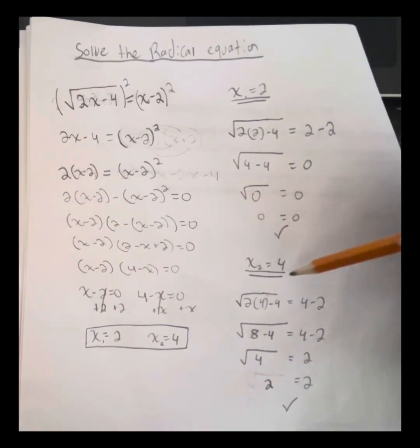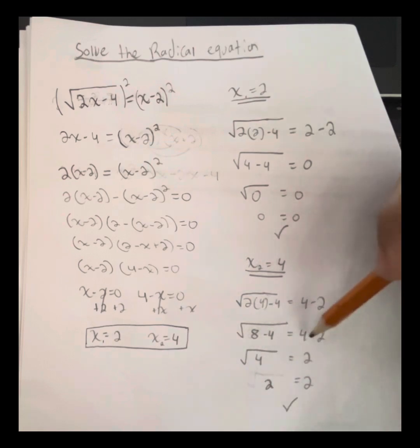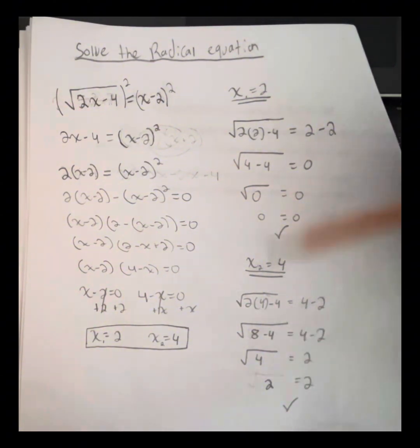And here we have 4 as our potential solution. So we plug it in. It's going to be square root of 2 times 4 minus 4 equals 4 minus 2. 2 times 4 is 8, minus 4 is going to be 4. We have square root of 4, then 2. Here we have 4 minus 2 is going to be 2, so 2 equals 2 at the end. This one also checks out.